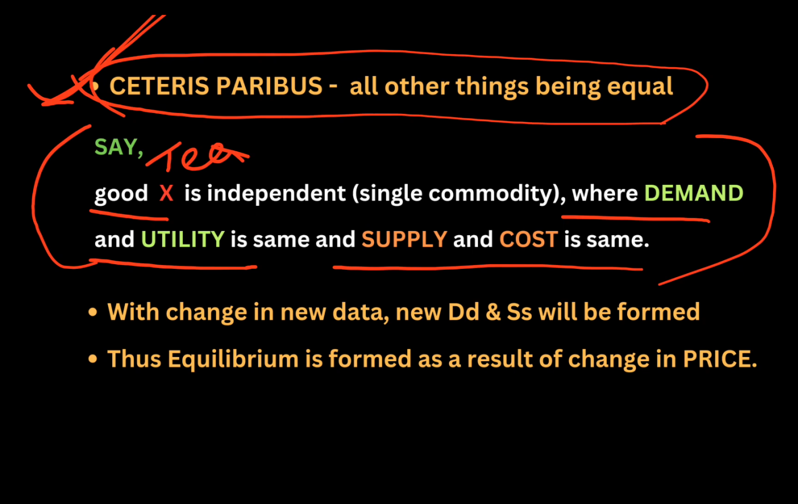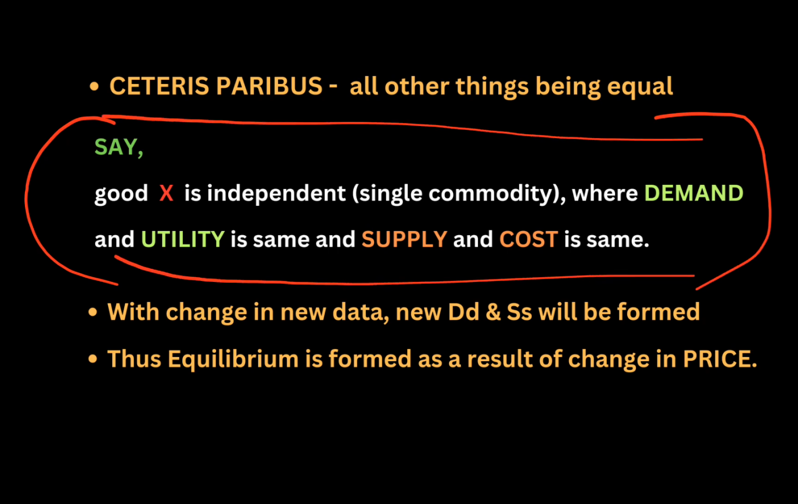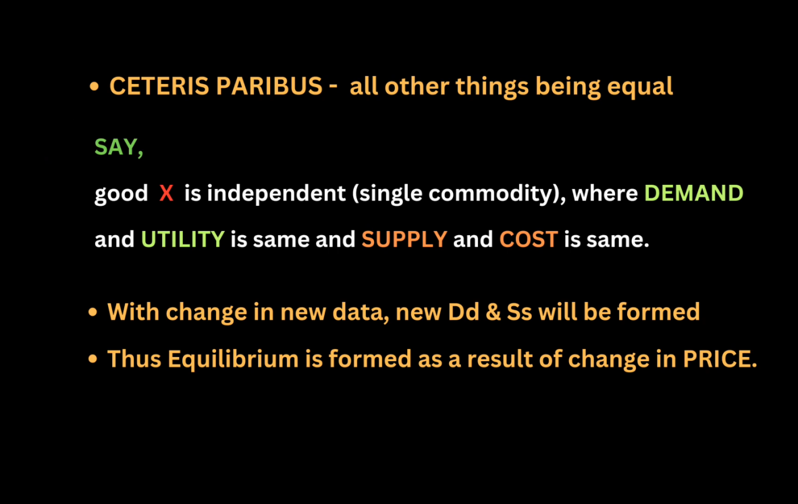Supply means the elasticity of supply and the cost of producing it is equal for each company, each producer, each seller. This is the exact explanation of this approach. This is the theme of this approach. With change in new data, a new demand and supply curve will be formed.